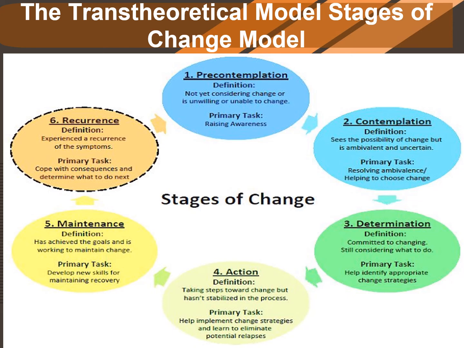So the primary task of an extension agent would be raising awareness. Second stage would be contemplation. People are intending to start the healthy behavior in a perceivable nature. So this one, people already see the possibility of change but are ambivalent and uncertain. So they're not yet sure whether they can do it or not, the change for their behavior. So that's why we need to resolve the ambivalence and of course help them to change.